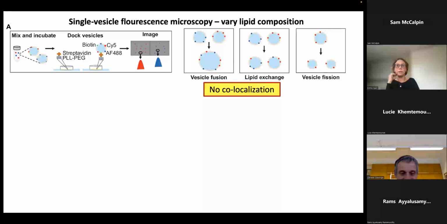And what we can do in these experiments is again to look at co-localization, and we see no co-localization, so we conclude no fusion. And we can also see fission. We can also count the number of fluorescent objects, and that could indicate, for example, if there is fission.